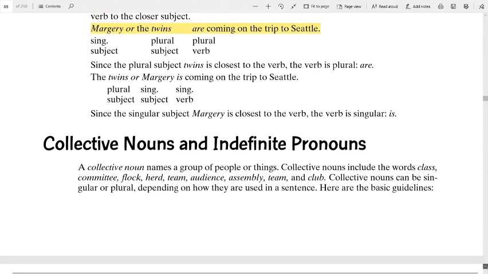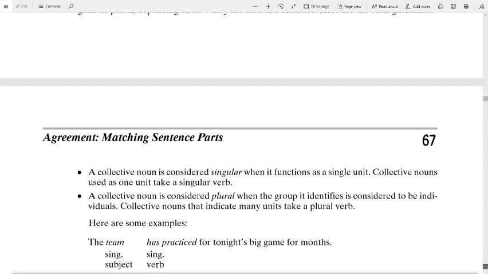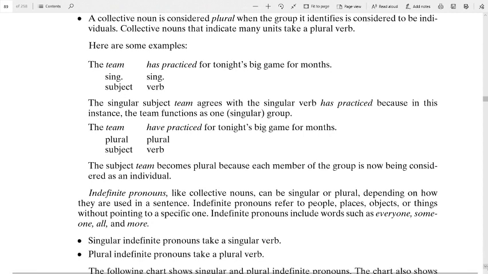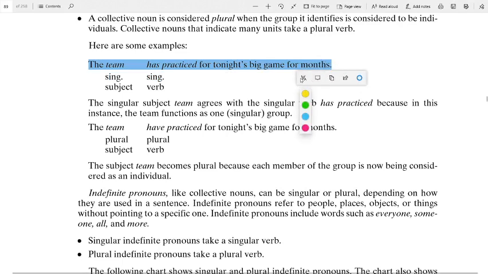And now we are moving to few other rules here. If a word refers to a collection or if a word refers to a group, so it should be treated as singular. আমরা কালেকটিভ নাউন পড়েছি যে যেটা একটা কালেকশনকে বোঝাচ্ছে, it should be treated as singular. For instance, the team has practiced for tonight's big game for months.